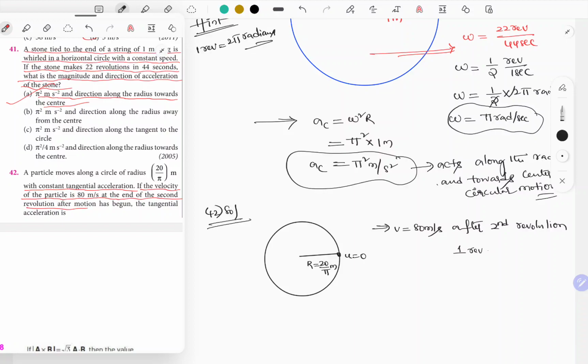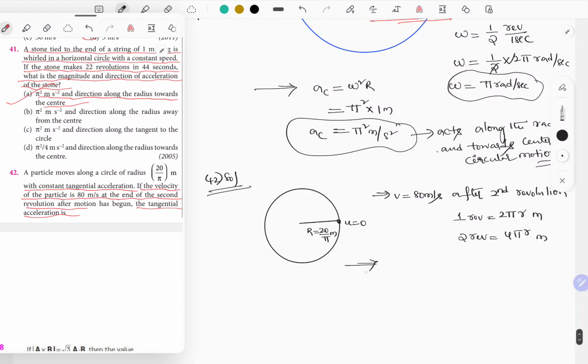So 1 revolution is equal to 2 pi r radians. So 2 revolutions is equal to 4 pi r. So this is not angular displacement, this is linear displacement. This is the circumference of the circle, 2 pi r, so it is going to be substituted in meter. It is not angular displacement. Okay. Now what's the question they're asking? They're asking tangential acceleration.